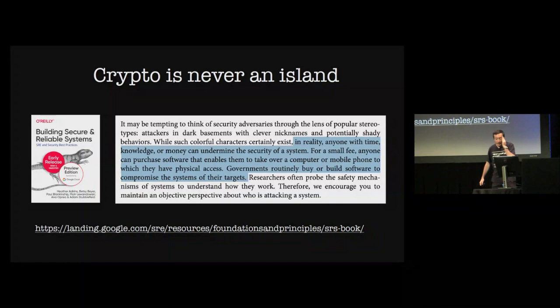It's hard. And a really good example, if you look at this book by site reliability engineers from Google, they make the following point, because they are SREs, they deal with systems that are really attacked every day. And they say, in reality, anyone with time, knowledge, or money can undermine the security of a system for a small fee. Anyone can purchase software that enables them to take over a computer or mobile phone to which they have physical access, governments routinely buy or build software to compromise the systems of their targets.